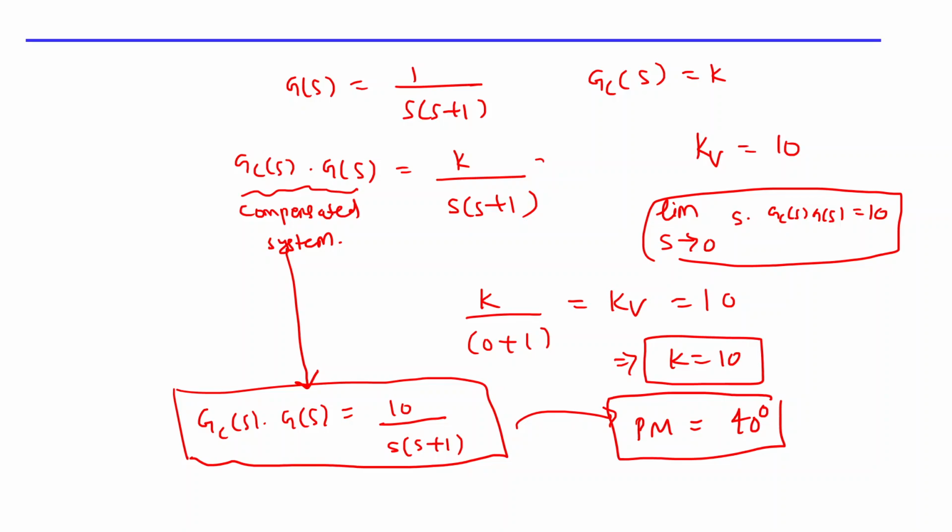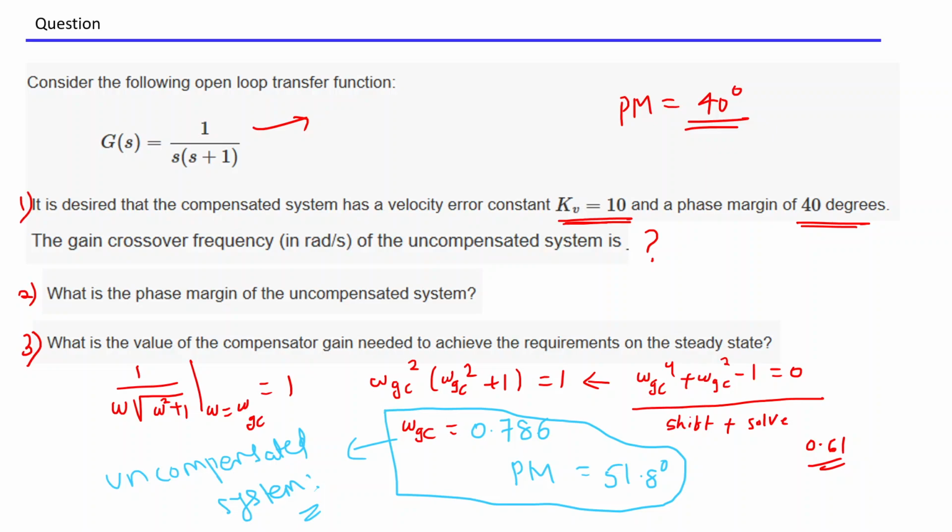Go back to the question and see what the phase margin of the uncompensated system is. What is the value of the compensator gain needed to achieve the required steady state? You got the compensator gain as 10. And what is the phase margin of the uncompensated system? From MATLAB, you got 51.8, right? So all these three questions are over.